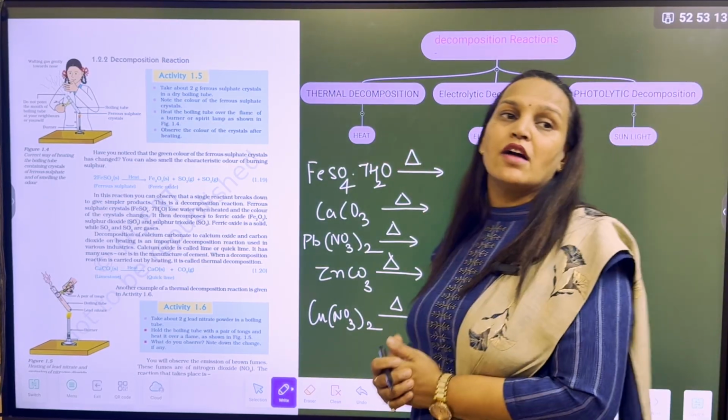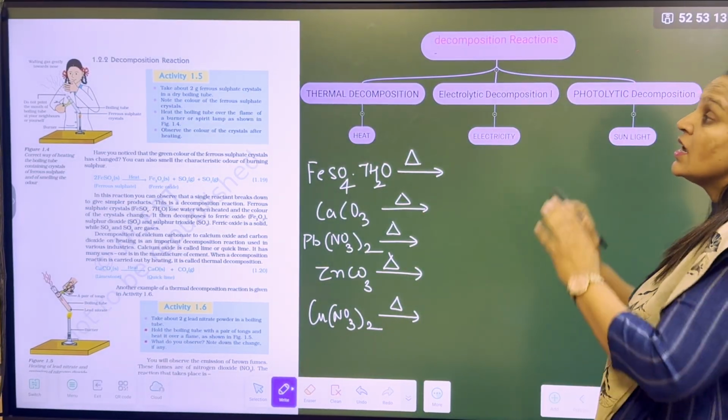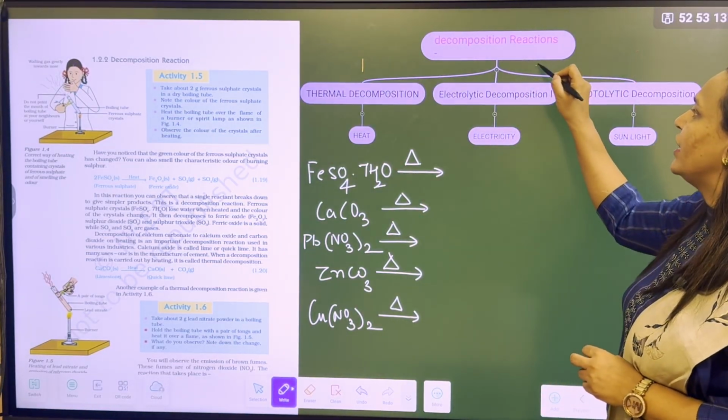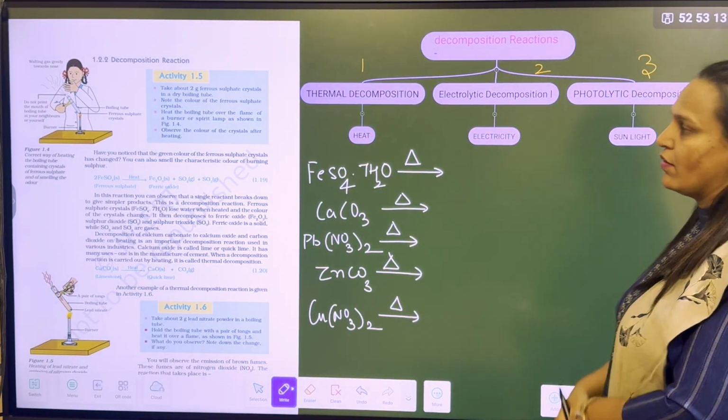So next is our decomposition reaction. As we have discussed, there are three types of decomposition reaction: thermal decomposition, electrolytic decomposition and photolytic decomposition.